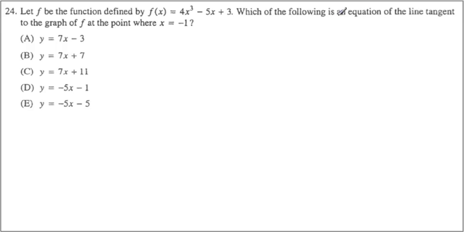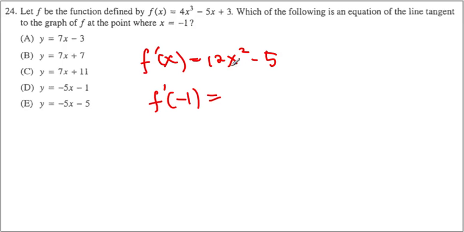Which of the following is an equation of the line tangent to the graph of f when x equals -1? So let us try to find the derivative first. What is f prime of x? That's equal to 12x squared minus 5. Now when you plug in -1, f prime of -1, we have positive 12 minus 5, which will be equal to 7.